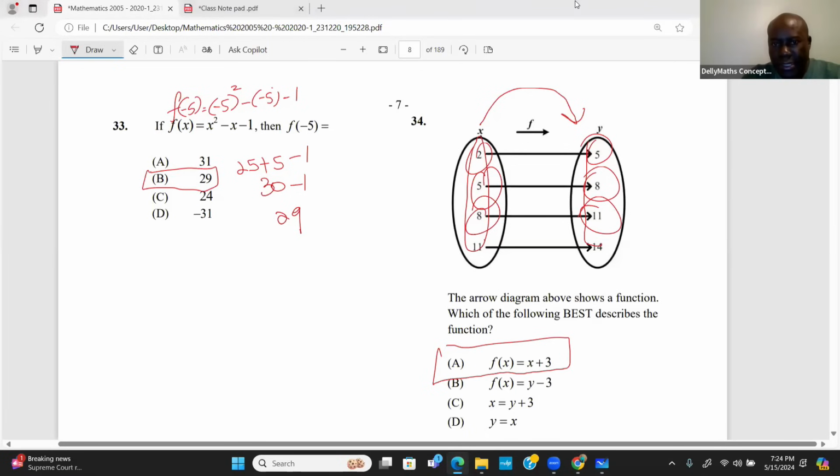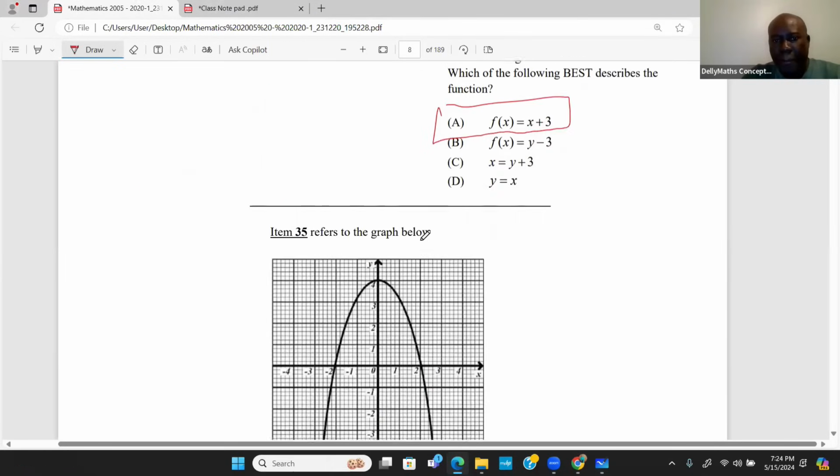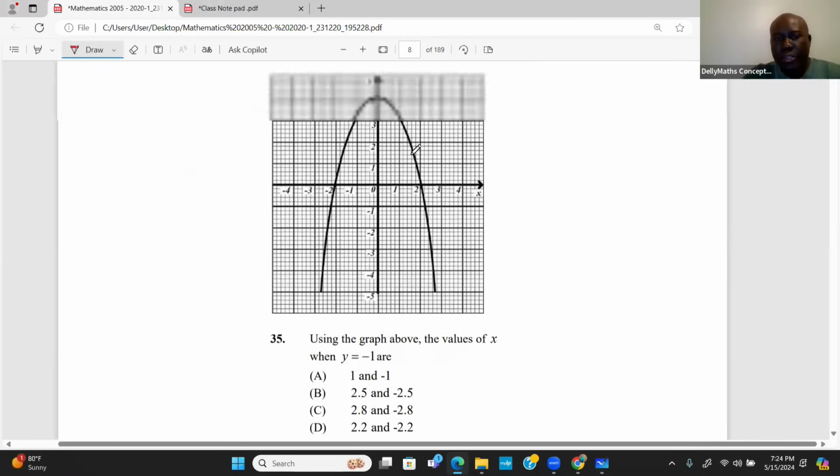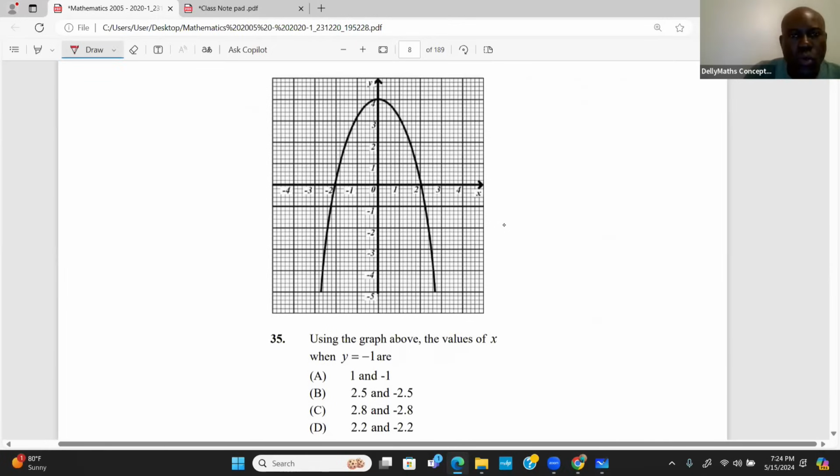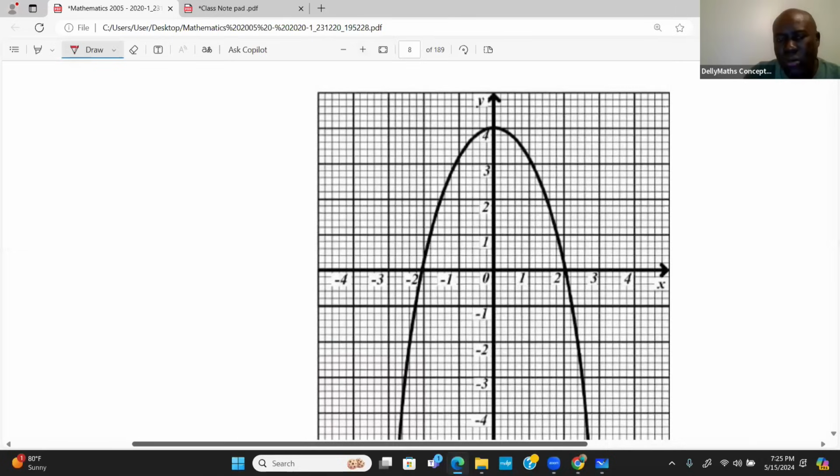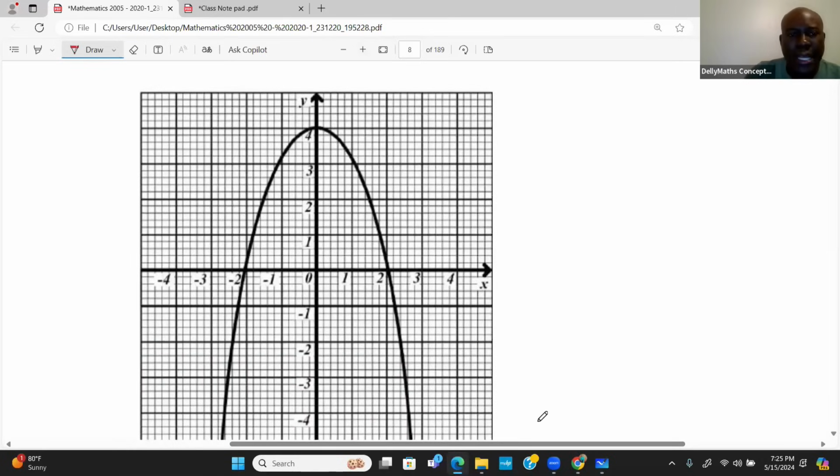All right. So you see, we're in now. So it says using the graph right above, the value of x when y equal -1 is... So they want to know the values of x when y equal -1. Let me blow this up for us. So when y equal -1, it means that you need to go where the y-axis is. This is when y is equal to -1 right here, right here, right here. This is where it touches the curve.